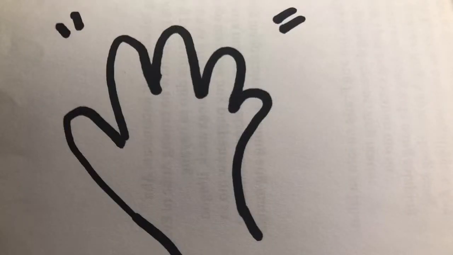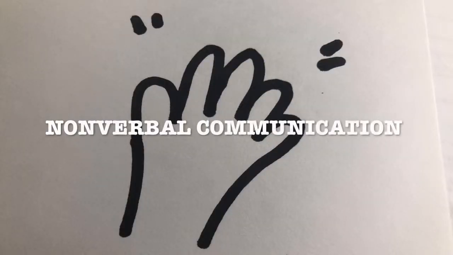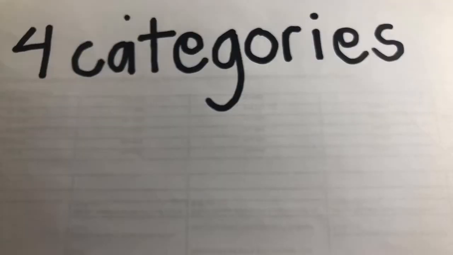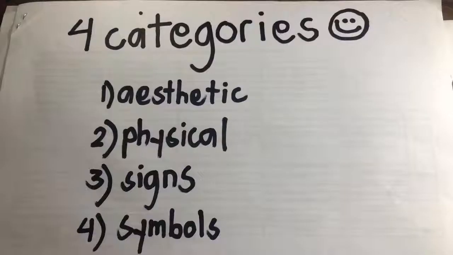of touch. People speak using their vocal cords, but they converse using their entire bodies. A greater amount of human behavior is emphasized through nonverbal signals. Over 70% of all communication is nonverbal. There are four categories of nonverbal communication: aesthetic, physical, signs, and symbols.